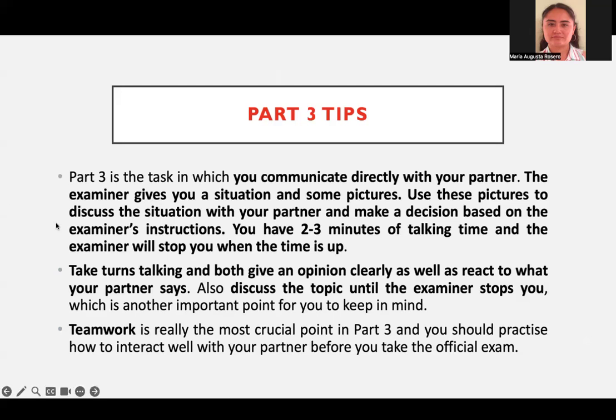Yeah. What else? You have 2 to 3 minutes of talking time, and the examiner will stop when the time is up. That is good to do. Take turns talking and both give an opinion clearly as well as react to what your partner says. Don't forget, this is relevant. Also, discuss the topic until the examiner stops you, which is another important point for you to keep in mind. And well, finally, last but not least, teamwork is really the most crucial point in part 3, right? Teamwork. And you should practice how to interact well with your partner before you take the official exam.